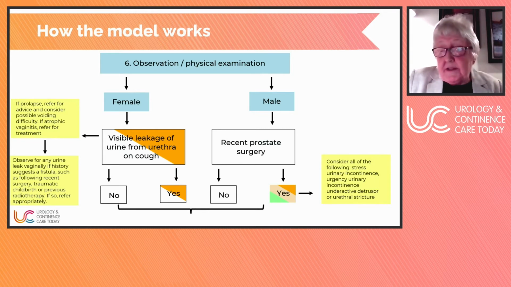Record any abnormalities present. Looking at the boxes on this slide, in the female, visible leakage from the urethra on cough could indicate stress incontinence, but could occur in other types of incontinence, which is why the box is only half coloured orange. In the male patient, recent prostate surgery should alert the assessor to consider stress, urgency, and overflow incontinence.